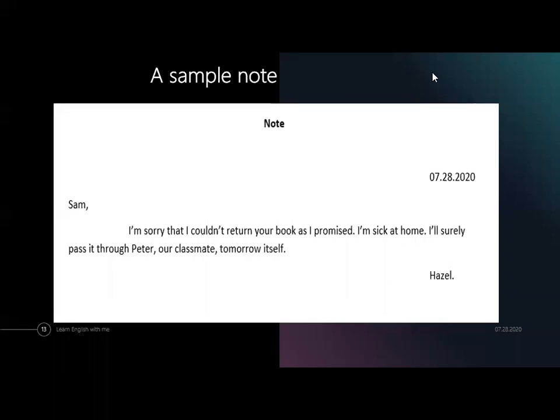And remember, this is the pattern. You have to put the date at the beginning on the left side, sorry, on the right side. Then to whom you're writing the note, the name only. Maybe sometimes you can add the word dear. You can say dear Sam, dear friend. That's okay, but don't add too much stuff. And also at the end, the person who is writing the note. So mention the name only, right?